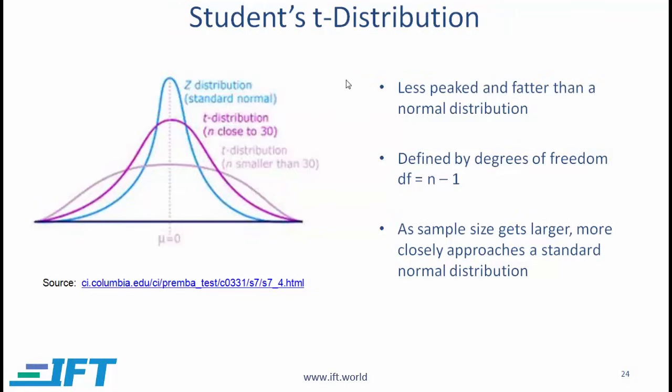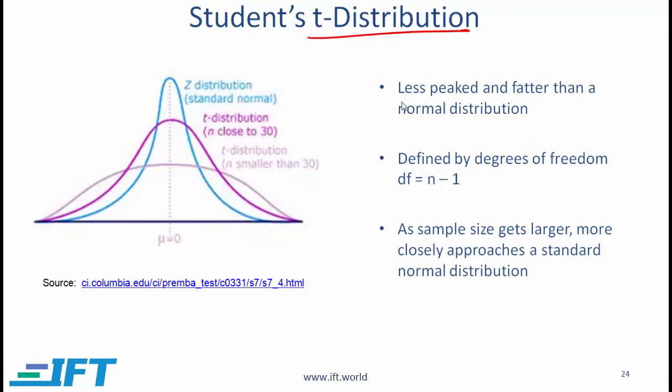Let us now look at the student's T distribution, or what is generally called the T distribution for short. This distribution in blue is the standard normal distribution or the Z distribution, which is what we have talked about. You use this when you know the variance of the underlying population. But as we just said, if the variance is not known, then you should use the T distribution, and the light purple and dark purple show examples of the T distribution.